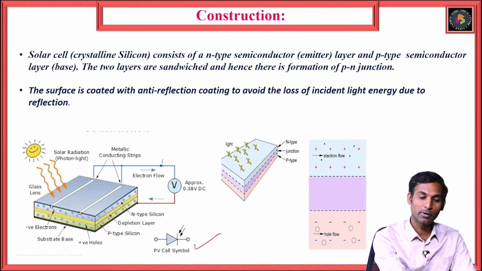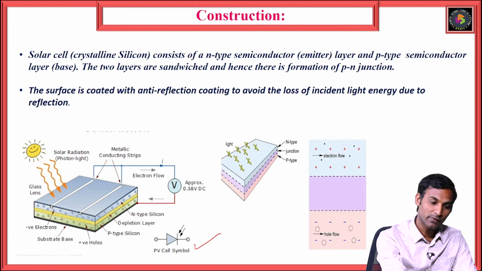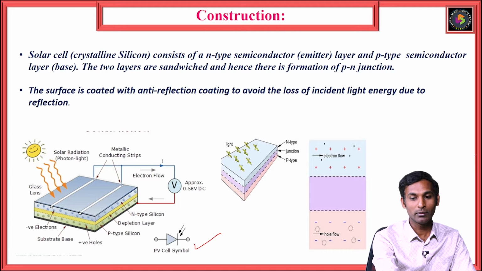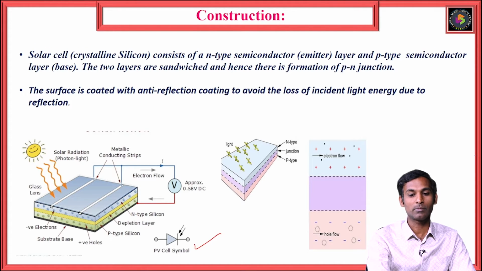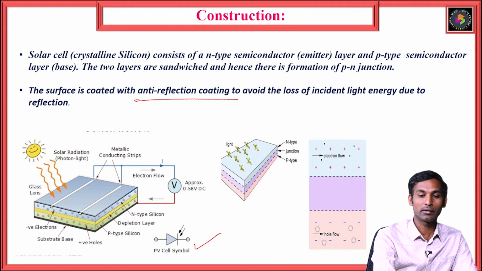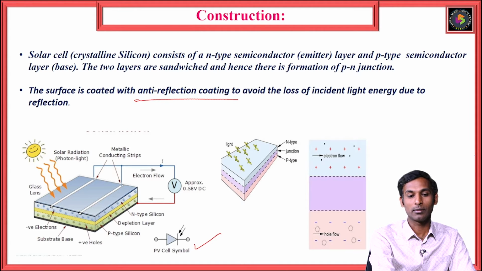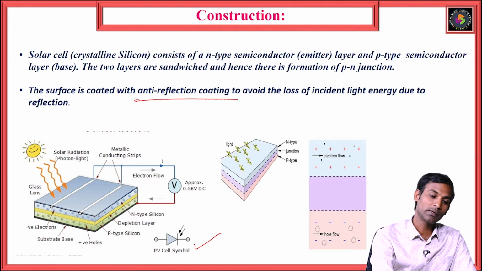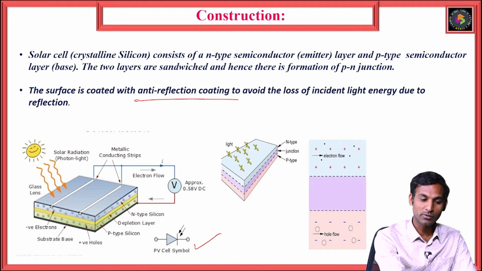So from the application point of view, in this diagram, the surface layer is coated with an anti-reflection coating to avoid the loss of light energy due to reflection. The anti-reflection coating is one of the key factors for the solar cell. Its importance is to avoid the loss of incident light energy due to the reflection process. So from the construction point of view, we can arrange different types of solar cell.